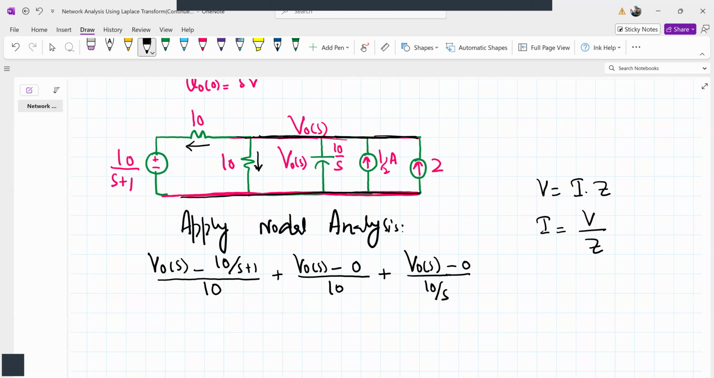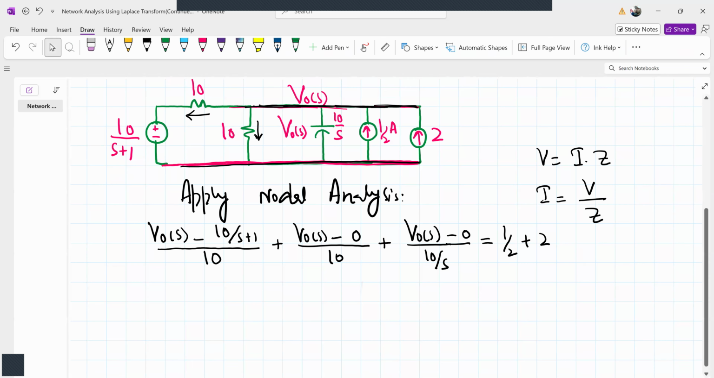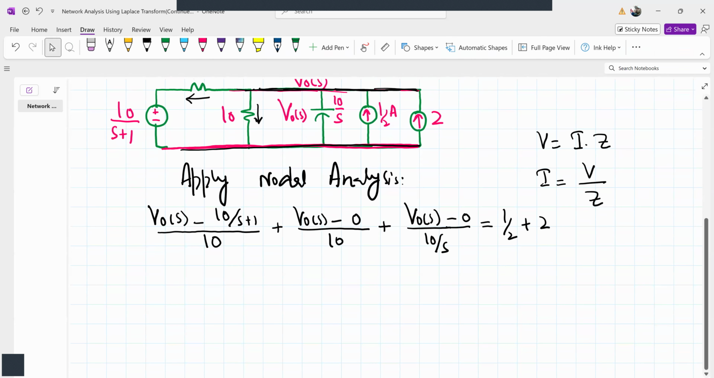Then we have two currents. These are entering. So we have assumed these 3 currents are leaving, and the 2 currents are entering. So we'll say 1 by 2 plus 2. So the sum of the currents leaving is equal to the sum of the currents entering. That is called the KCL. So this is the KCL here.